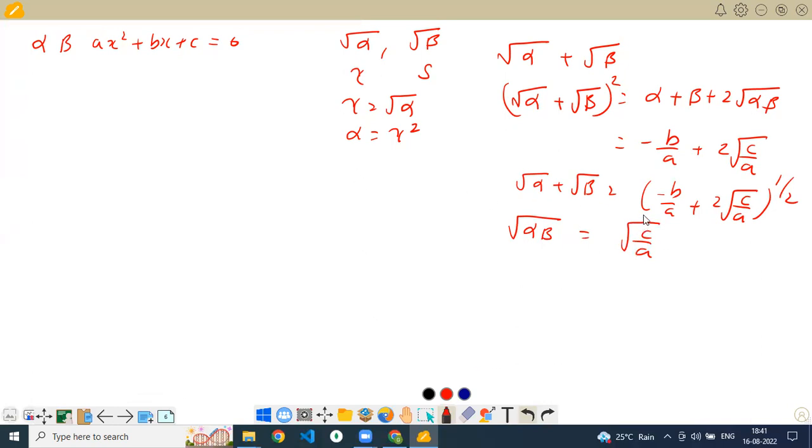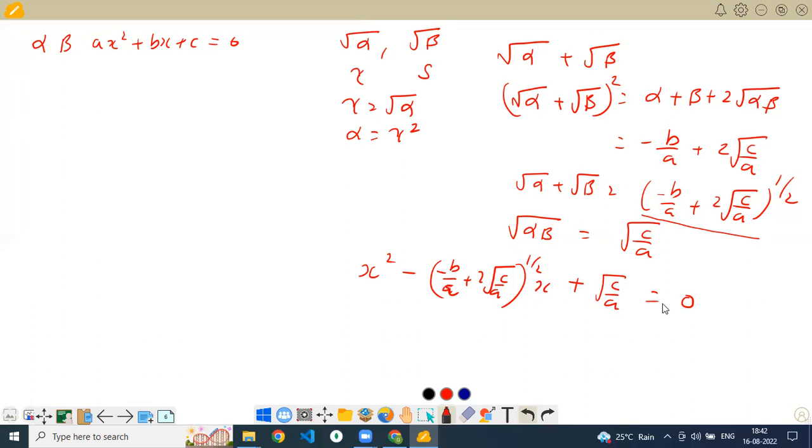So whatever is this sum, the equation will be x square minus minus b by a plus twice square root of c by a to the power half x plus square root of c by a equal to 0. So don't worry about how complex the expression is. This is the answer. And if you see here, this standard method is easy now. This will give us a quick result.